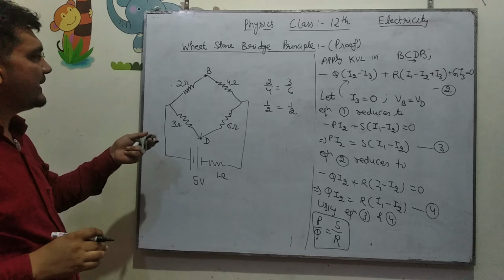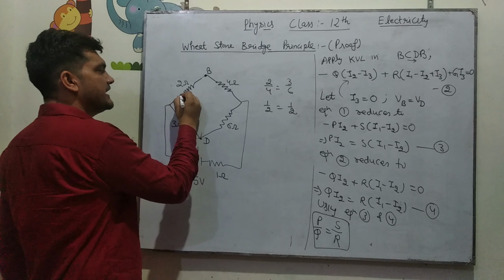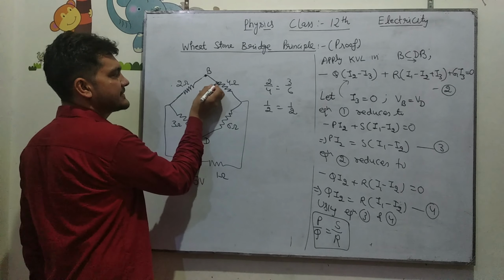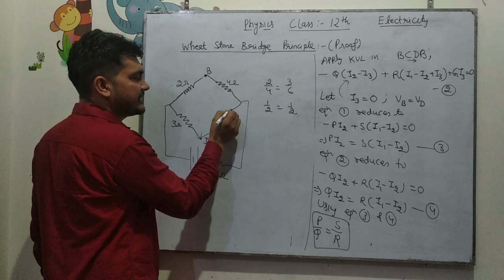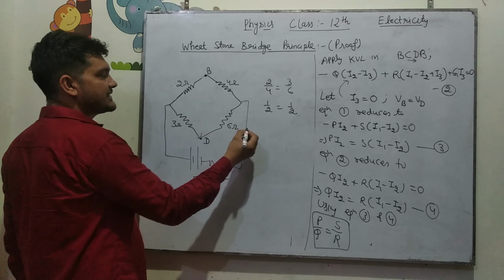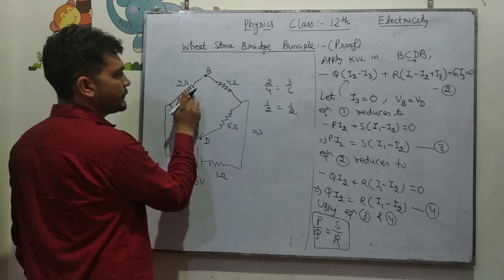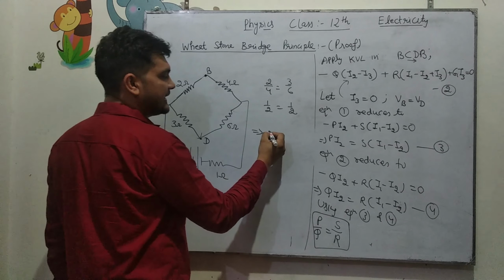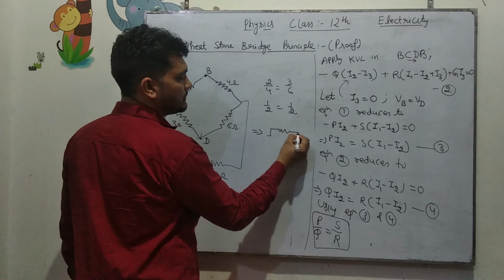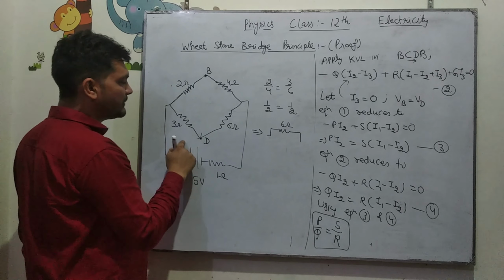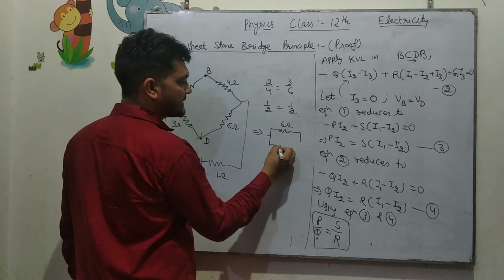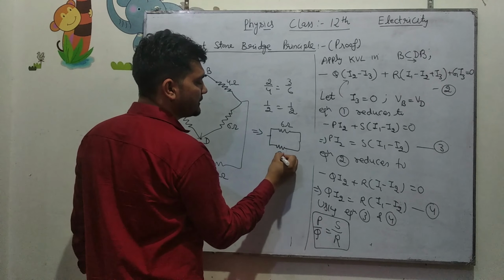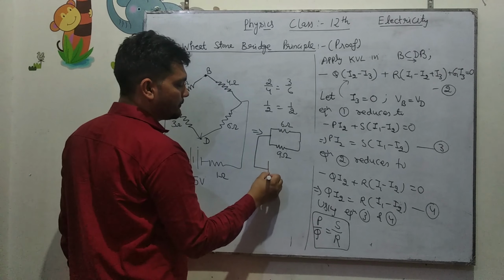Now the circuit is very simple. Now these 2 resistances are in series, and these 2 resistances are in series. Now you solve the series combination. The series combination of 2 and 4 gives 6 ohm, and the series combination of 3 and 6 gives 9 ohm. So this is a very simple circuit now.